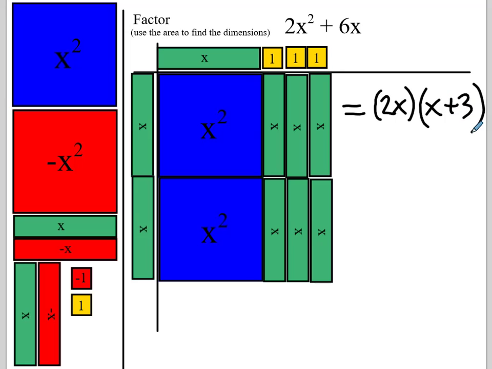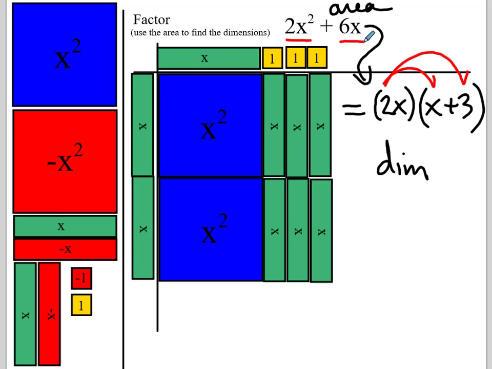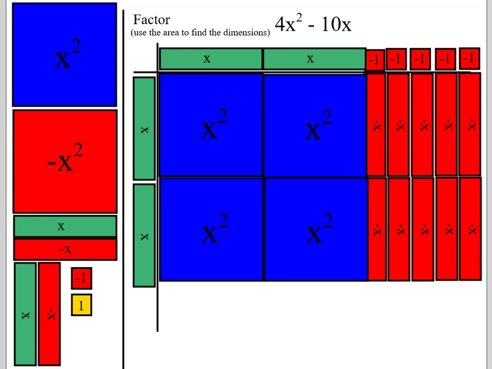Okay, so if you look here, this area up here became these dimensions. And if you did a quick check with your distributive property, 2x times x would be 2x squared, and 2x times 3 would be 6x. Okay, so all we're doing is undoing our distributive property.